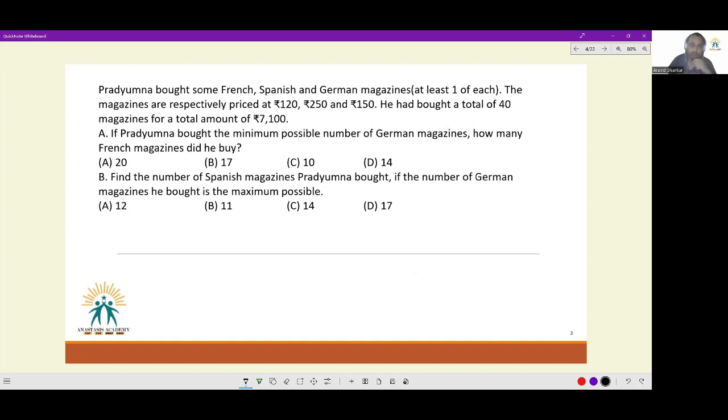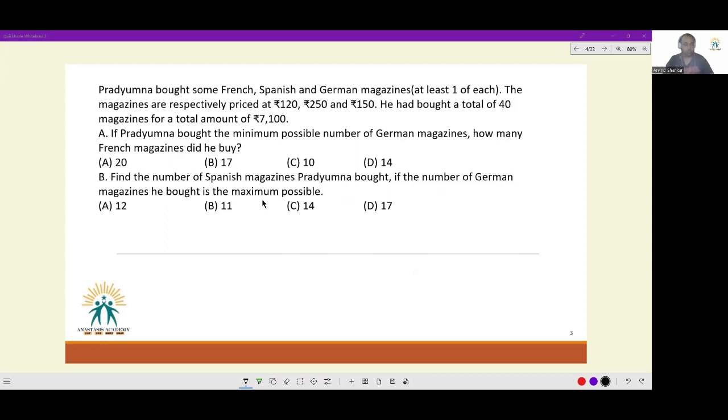Next question now. Pradyuman bought some French, Spanish, and German magazines, at least one of each. The magazines are respectively priced at 120, 250, and 150. He had bought a total of 40 magazines for a total amount of 7,100. If Pradyuman bought the minimum possible number of German magazines, how many French magazines did he buy? Find the number of Spanish magazines Pradyuman bought if the number of German magazines he bought is the maximum possible.